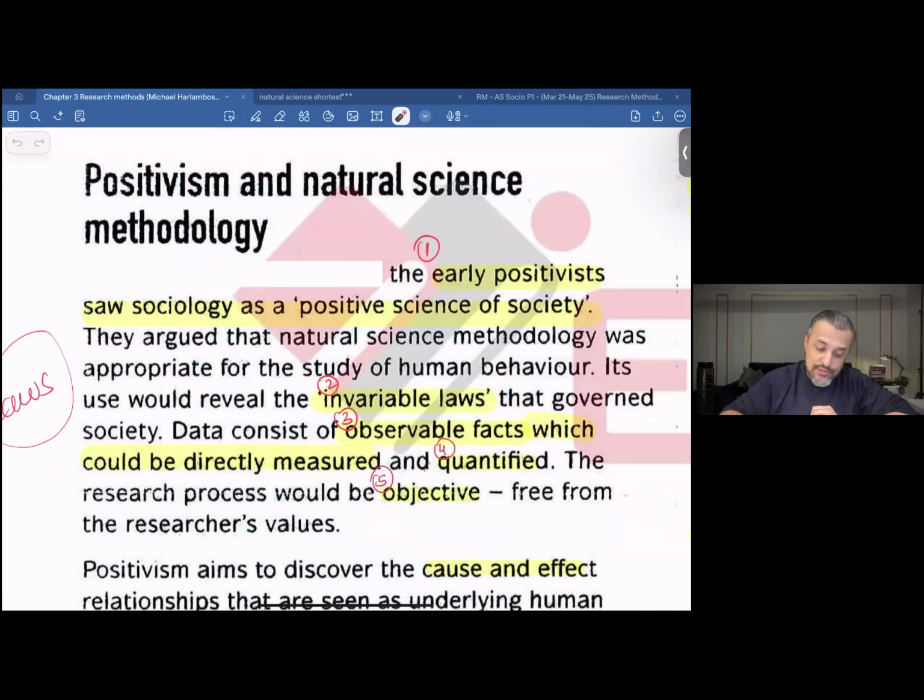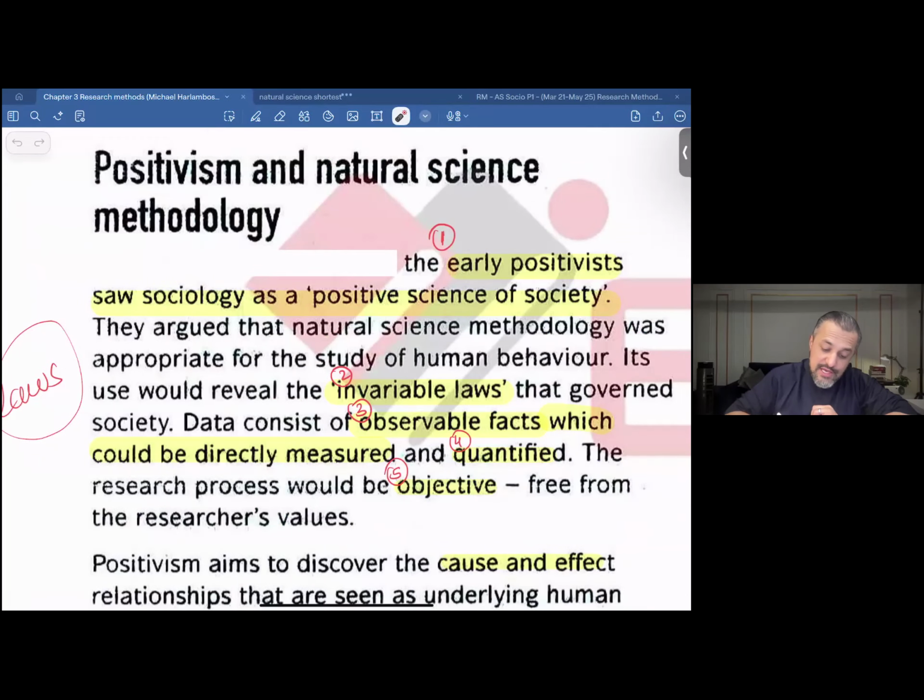Positivism and Natural Science Methodology. The early positivists saw sociology as a positive science of society. They argued that natural science methodology was appropriate for the study of human behavior. Its use would reveal the invariable laws. Like we have laws in science, like the law of gravity: you let go of something, it comes down. You push something, it pushes you back, the third law of motion. So the usage of natural science methods would reveal the invariable laws that govern the society.